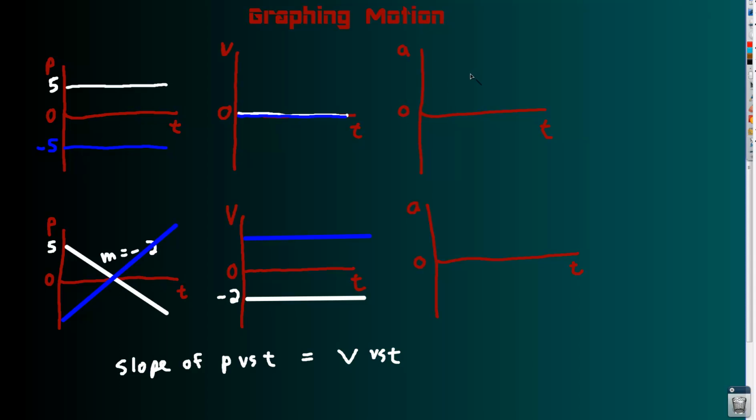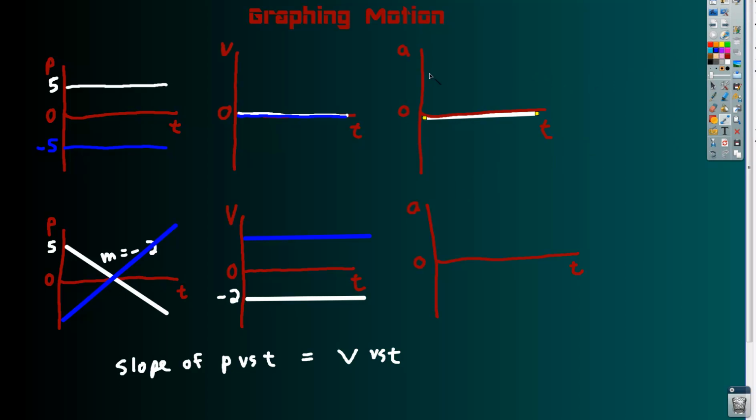So let's do that for each of these graphs. All right. Well, what is the slope of our velocity graph here? It is 0. Rise over run, it's not rising, so the slope is 0. Therefore, we have 0 acceleration. So that would look like that. All right?